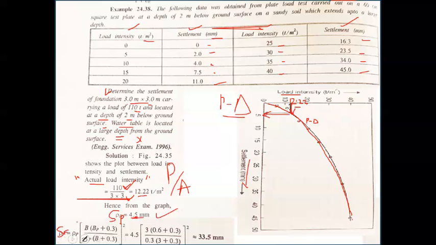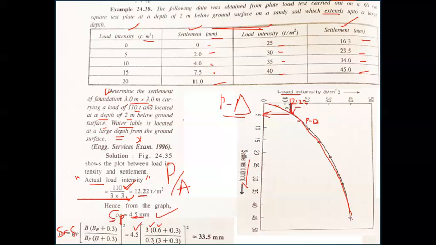So SF is equal to SP into (B into BP plus 0.3) divided by (BP into B plus 0.3), the whole square, where SP is 4.5 mm, B is the width of the footing, which is 3 meter by 3 meter, so 3 meter, and the width of the plate used here is 600 mm, which is mentioned in the top sentence of this problem, in the starting. So 0.6 plus 0.3 divided by 0.3 into 3.